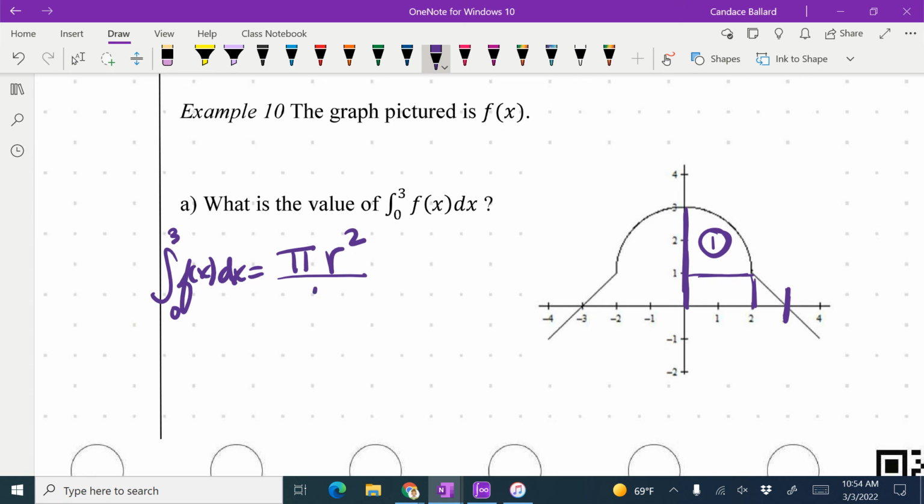All right, we're going to divide that by 4. But really, I don't want r. What do I want to put in place of r? What's the radius of this thing? 2. Good. Okay. All right.